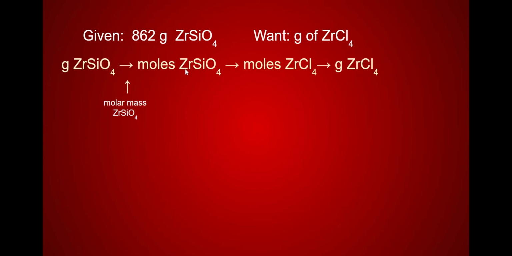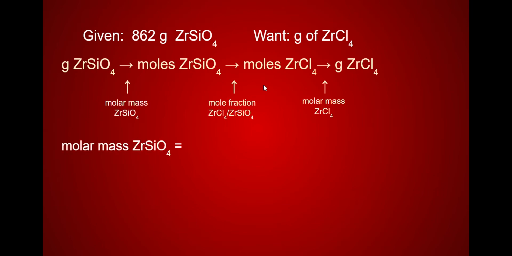Moles of zirconium-4 orthosilicate to moles of zirconium-4 chloride, that's where we're going to use the mole fraction from the balanced chemical equation. And on the end, moles back to grams is going to be the molar mass of this product, zirconium-4 chloride. So in the middle, mole fraction. All right, so let's find these molar masses.